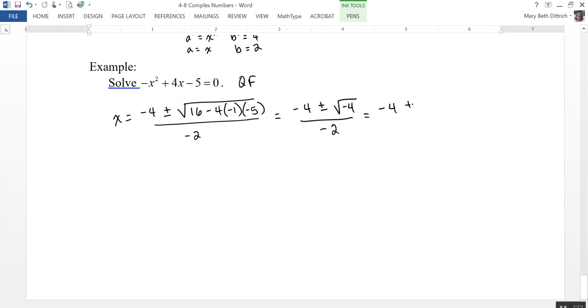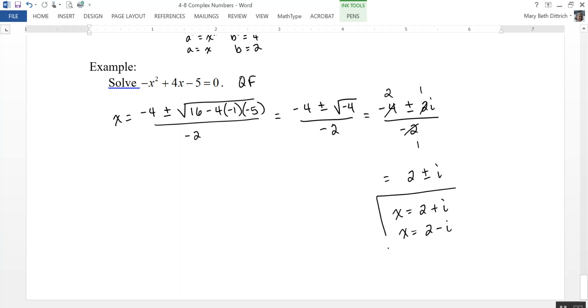which is negative 4 plus or minus, square root of negative 4 is the square root of negative 1 times the square root of 4, or 2i over negative 2. And now I can do a little canceling here. If I cancel that, it becomes a 1, that becomes a 2, and that becomes a 1. So that leaves me with 2 plus or minus i. Okay? Or if you'd like, you can say x equals 2 plus i and x equals 2 minus i.